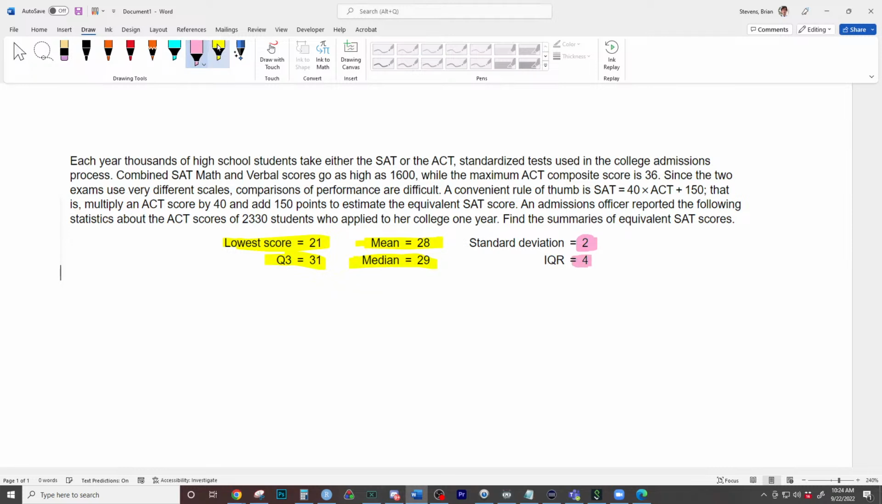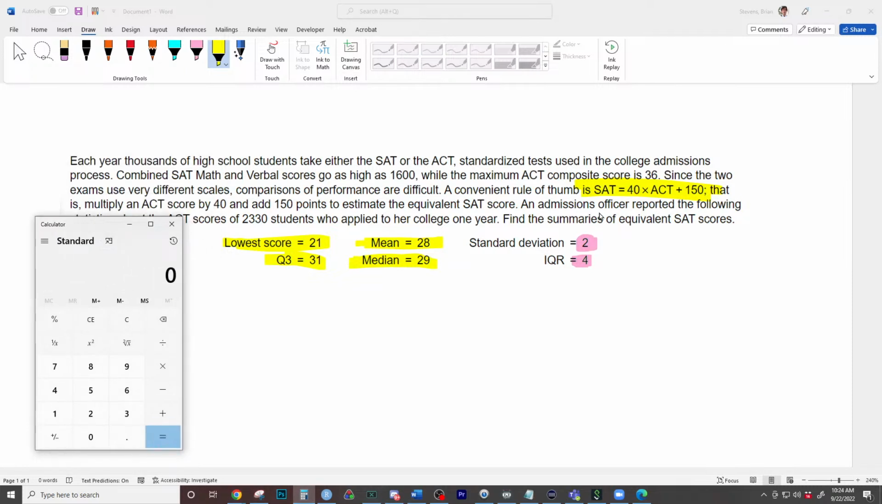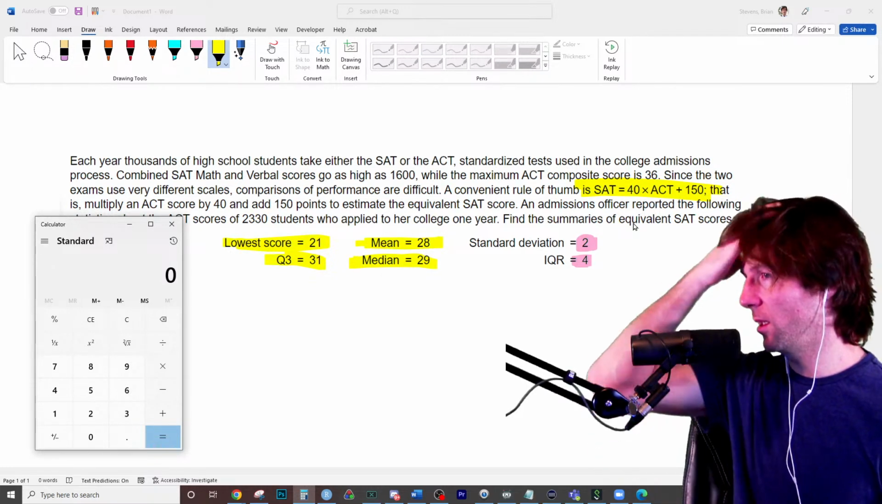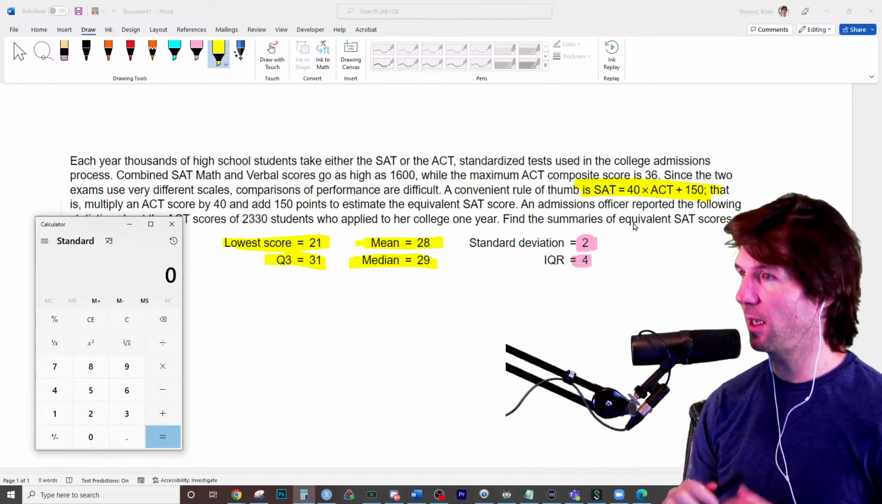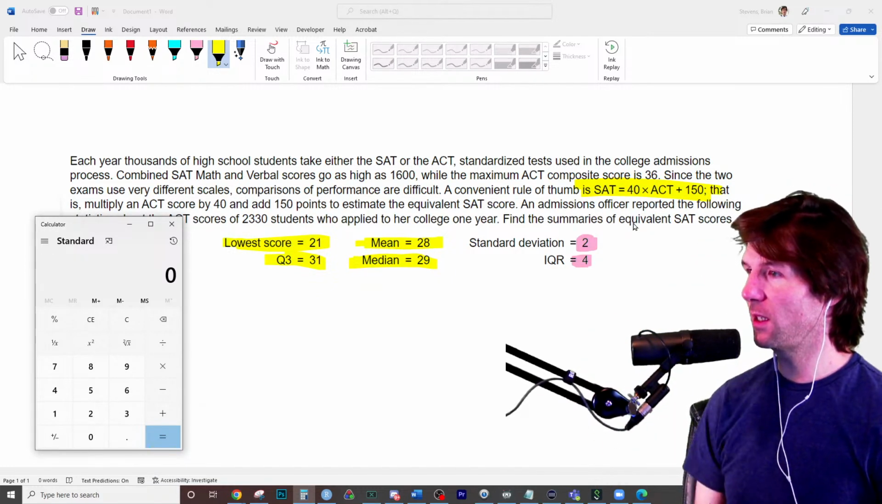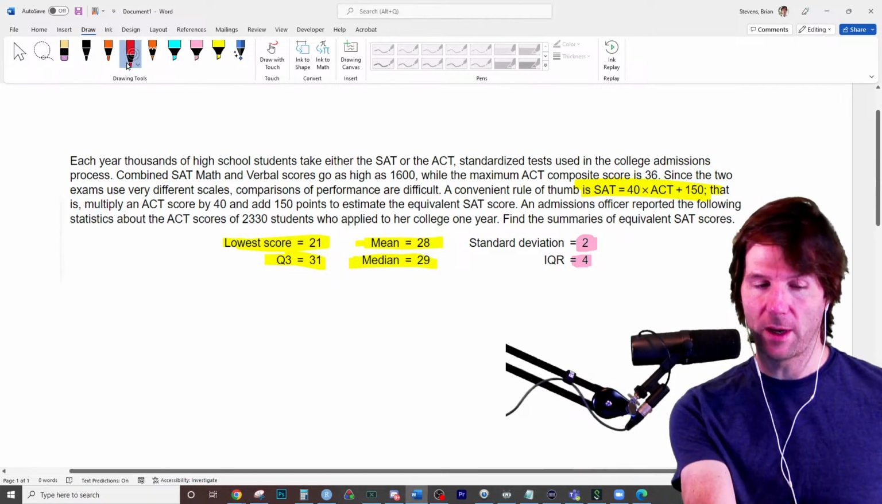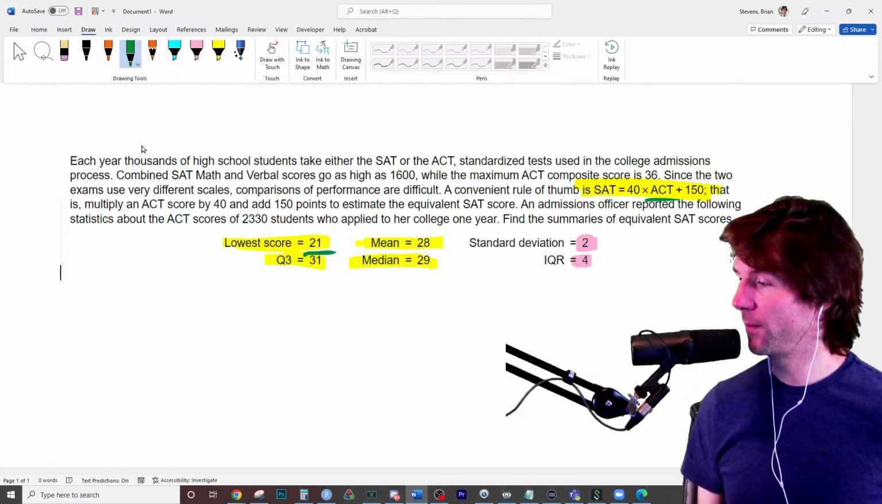So the ones we can convert nice and easy are going to be this. The lowest score right here is simply going to be plugging in 21. So can anyone find that for me? These are the ones you can do nice and easy. So what is it going to be? What is the SAT relative to the lowest ACT score? We're just going to plug into this formula. You're just going to take the value you see right here and plug into the formula.